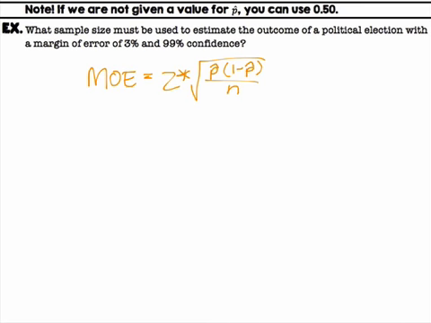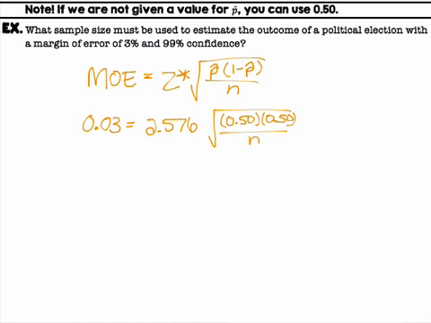So I'm going to use 0.5 for p hat. My margin of error was 3%, so 0.03. 99% confidence has a z star of 2.576 times the square root of 0.5 times 0.5 over n. When you do all of the algebra there, you should get 1,844 people.